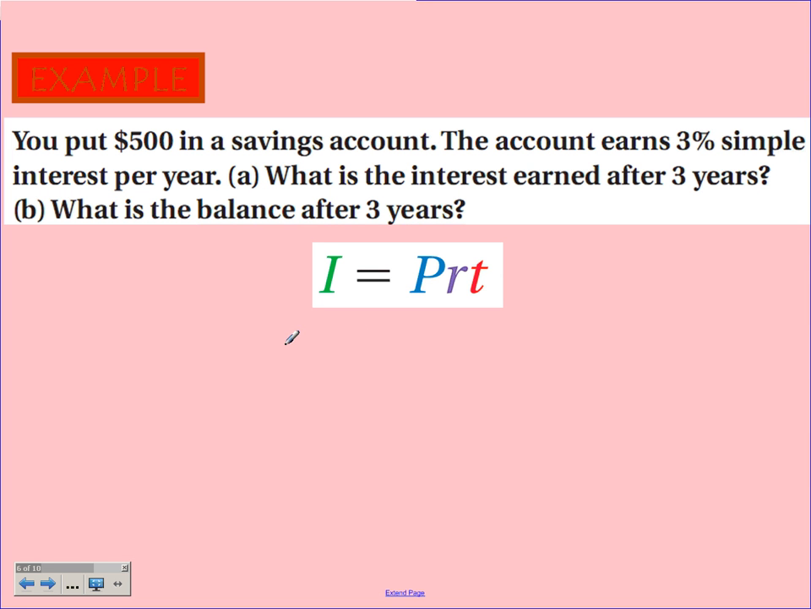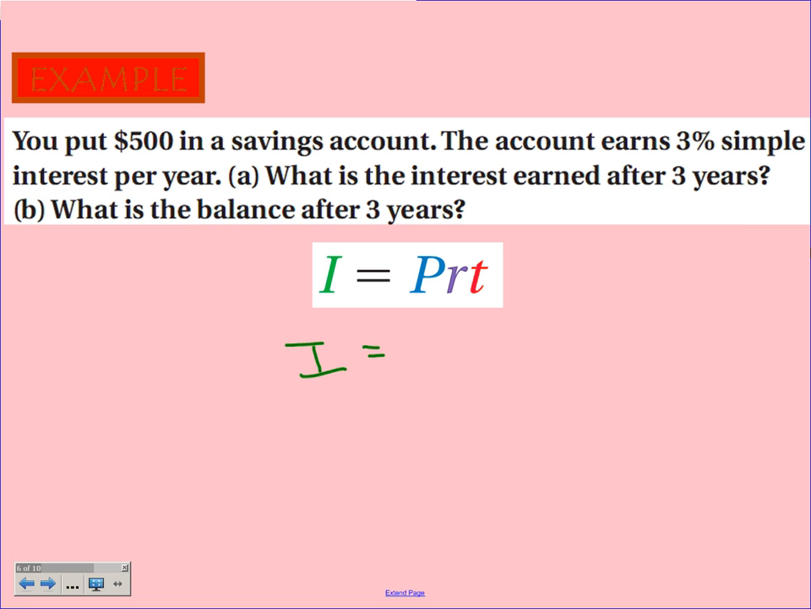Same equation. We're going to find interest. You put $500 in a savings account. The account earns 3% simple interest per year. What is the interest earned after 3 years? What is the balance after 3 years? So let's find the interest first.